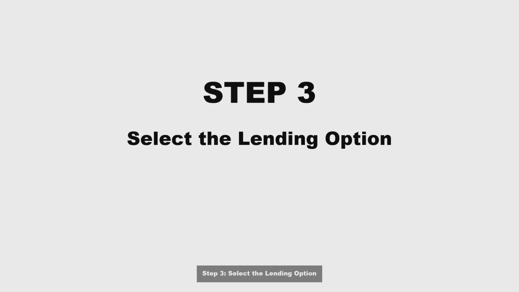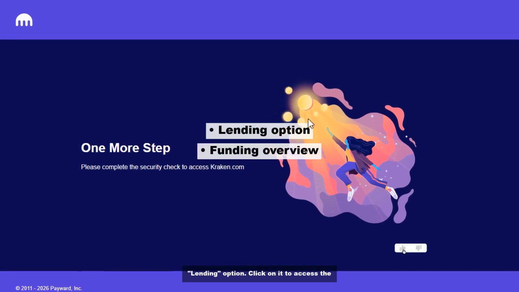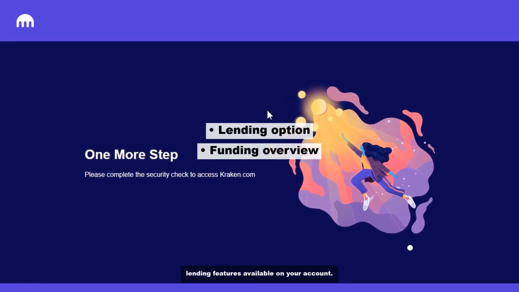Step 3. Select the lending option. In the funding section, look for the lending option. Click on it to access the lending features available on your account.